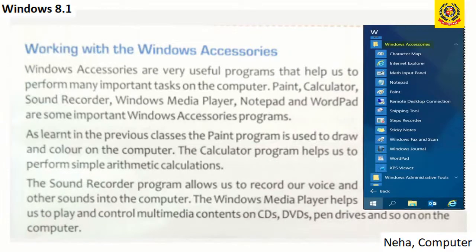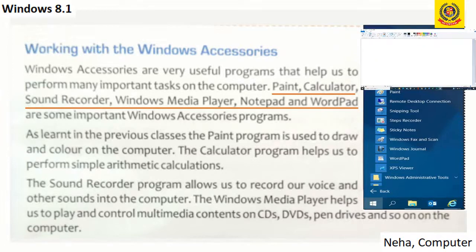Now Windows accessories, they are very useful programs and they perform many important tasks on the computer. For example, Paint, Calculator, Sound Recorder program, Windows Media Player, Notepad, WordPad are the important Windows accessory programs. And we have already learned about them. So what does the Paint program do? It helps us to draw and color on the computer.